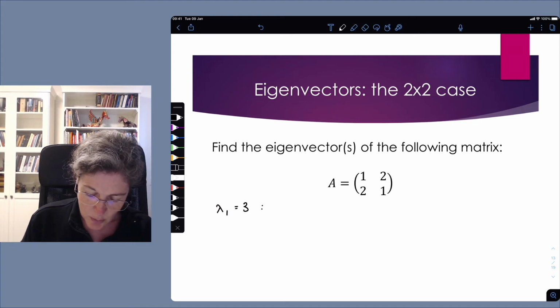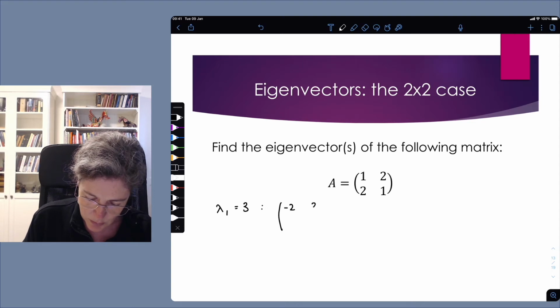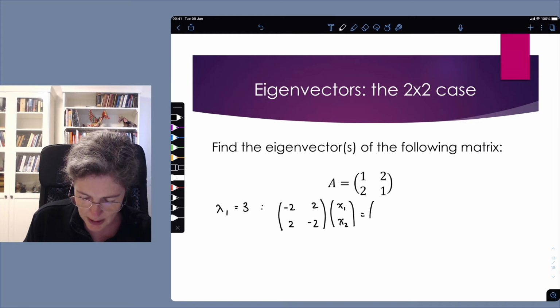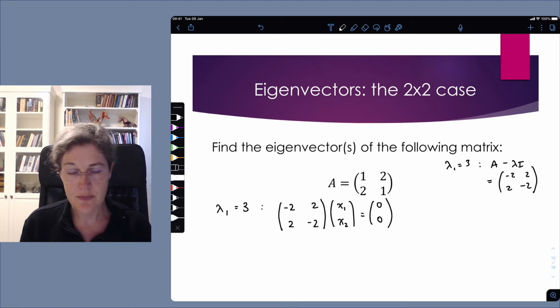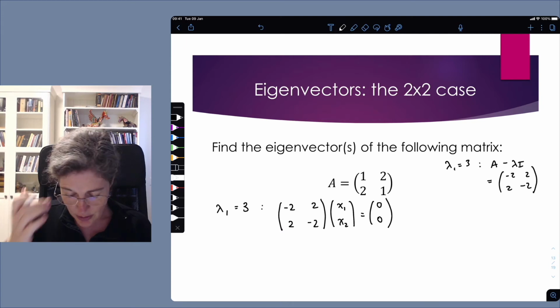Okay, so what we're looking at is we want to solve the equation which says, so this is 1 minus 3, so that's -2, 2, 2, and -2, times x1, x2 must be equal to 0, 0. So lambda 1 is equal to 3, let's just make this clear. A minus lambda I is -2, 2, 2, -2.